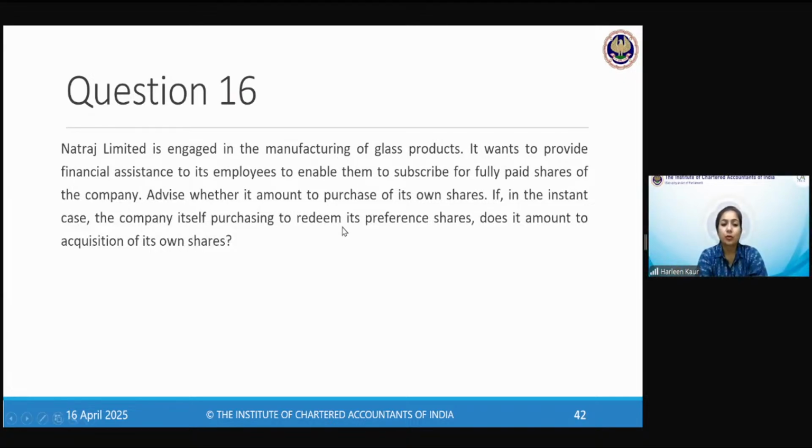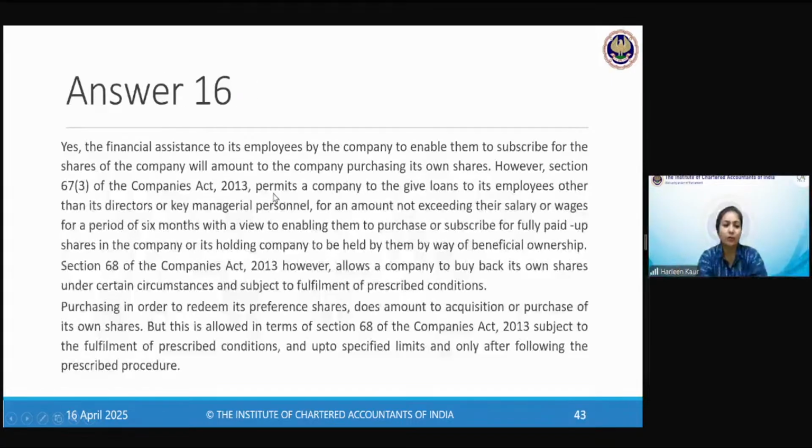All right. So again, I will just show you the answer, how you have to attempt this. Yes, the financial assistance can be given. It will amount to purchasing of its own shares, which is permitted to the company only in 3 exceptions. This is the first one that we have done. Now here it is talking about section 68, which allows buying back securities in certain cases. So redeeming of its preference shares is not acquiring of its own shares. Certain limits have to be fulfilled, only then you can buy back your own shares.